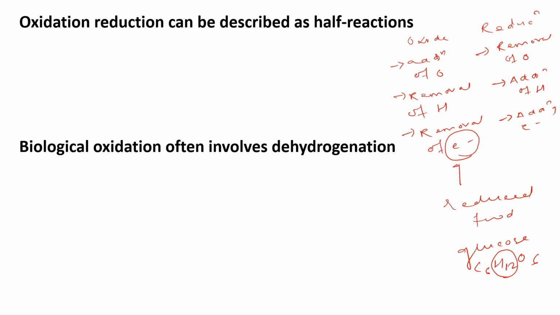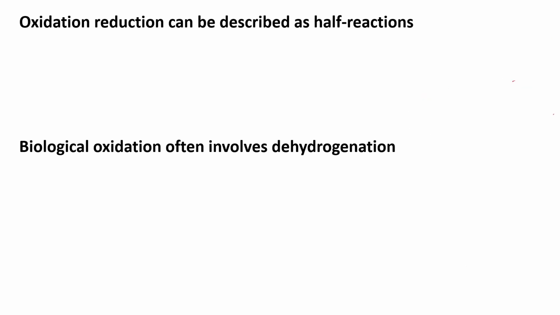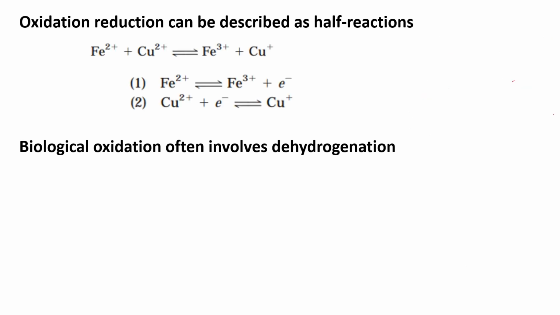Now let's come to today's topic. Oxidation and reduction can be described as half reactions. Now let's take this example where Fe2+ reacts with Cu2+ and reversibly gets converted into Fe3+ and Cu+. Now what is happening here? Here Fe2+ is getting converted into Fe3+. That means Fe2+ is donating one electron and hence getting converted into Fe3+.